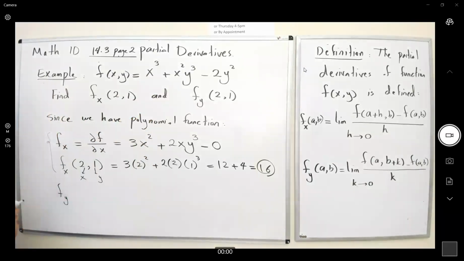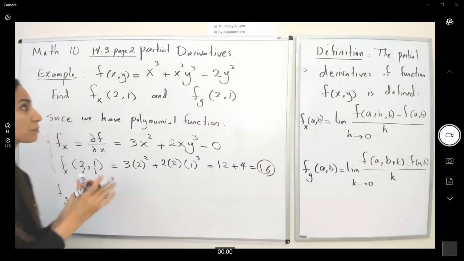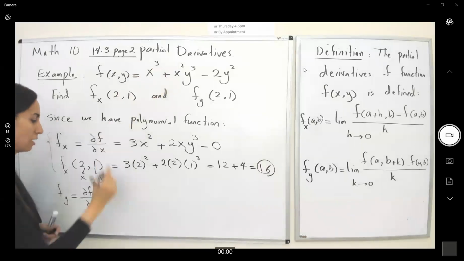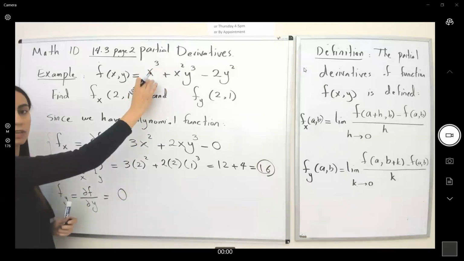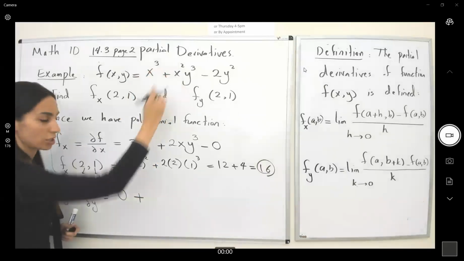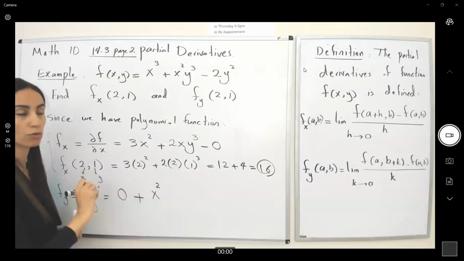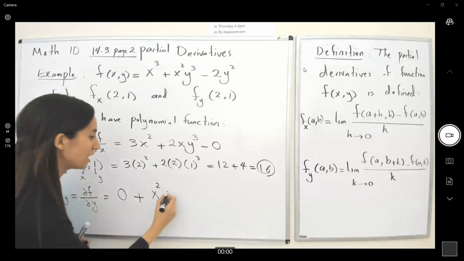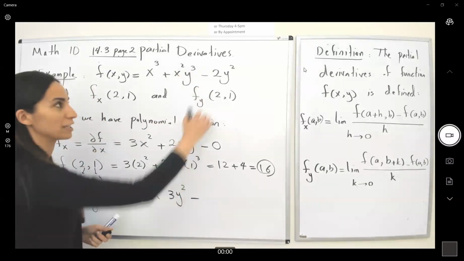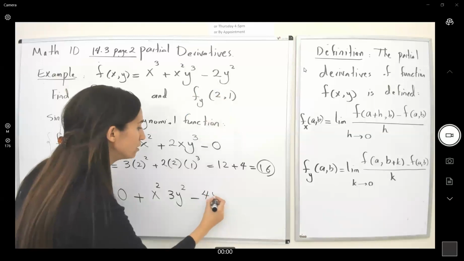Now, the partial derivative of f with respect to y. Now you fix your x. Your first expression is just a constant, so the derivative is 0. Plus, x squared is just a constant, so we copy down x squared. The derivative of y cubed is 3y squared, minus 2 times 2, 4y.